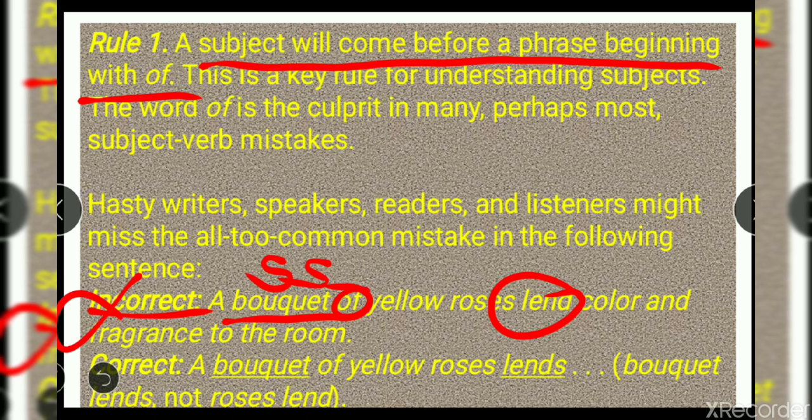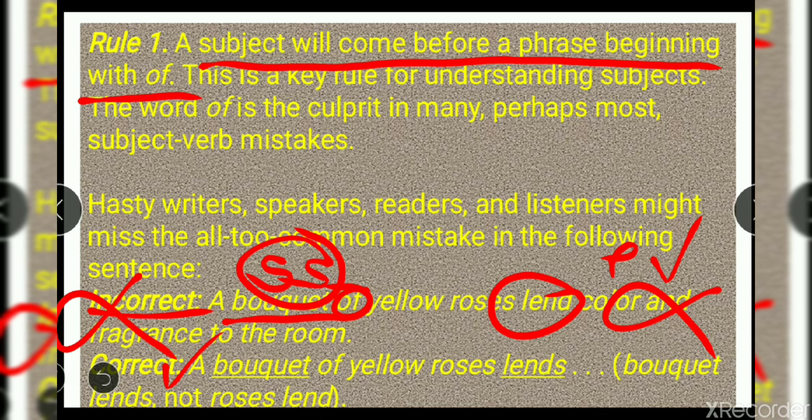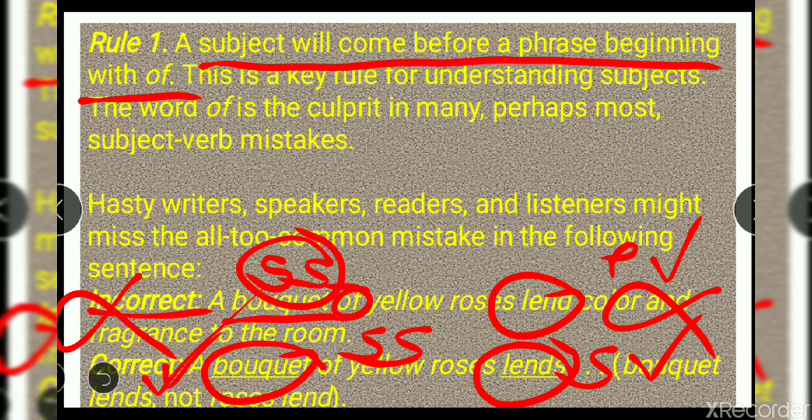So in the incorrect form, the subject is singular, and with the singular subject I have used a plural verb. That is the wrong statement. Now what can be the correct one? A bouquet, again singular subject, of yellow roses lends. This is the correct form. Why? Singular subject, singular verb.